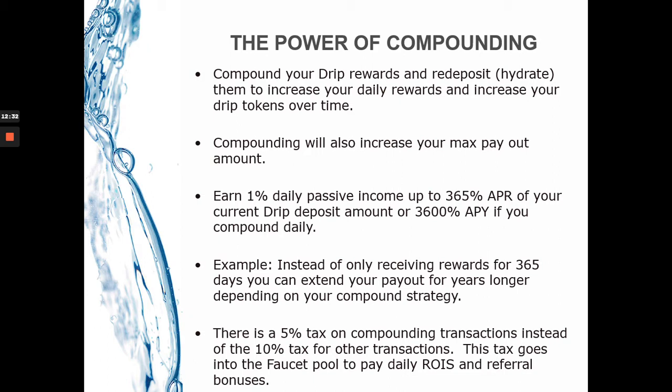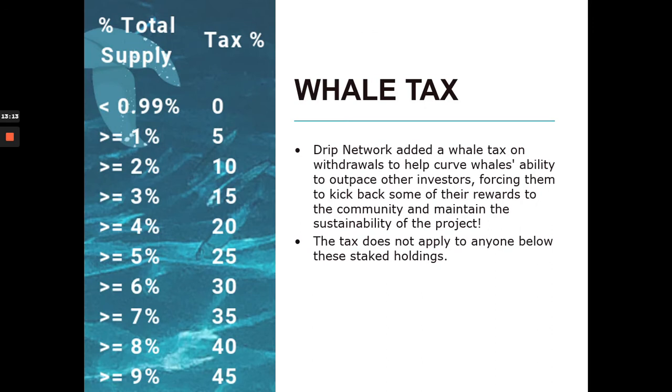There's a 5% tax when you compound instead of the 10%. So the project is basically incentivizing people to compound versus claiming or withdrawing. The tax goes into the Faucet pool to pay daily return on investments and referral bonuses, because you can also make money when you refer others. You can also set up multiple wallets under your own buddy address and make money from your own referrals, or you can refer others, or you can just be a solo investor and refer no one. Totally up to you.